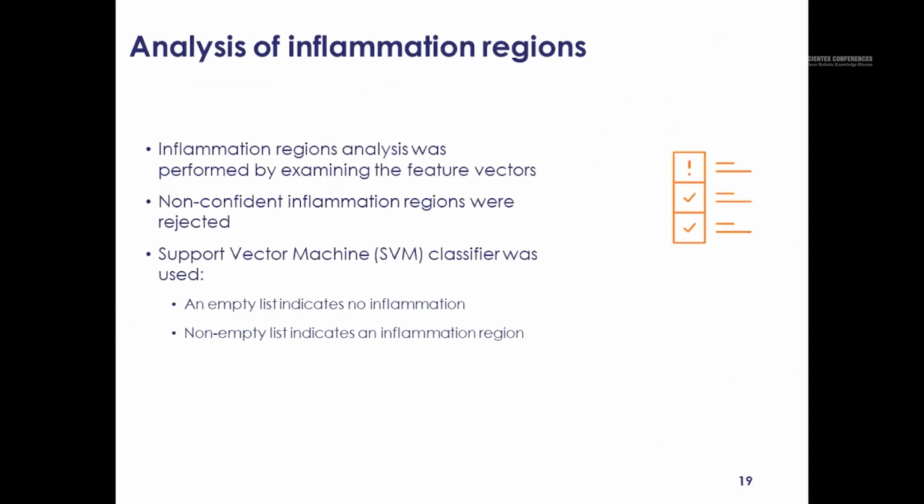Analysis of inflammation region was performed by examining the feature vectors. During this process, non-confident inflammation regions were rejected in order to clear the list of accidentally marked non-inflammable regions. For example, an area deemed too small or having considerably small temperature excess. For this task, we used a support vector machine classifier. An empty list indicates no inflammation was found, while a non-empty list indicates that the algorithm has found an inflammation region.